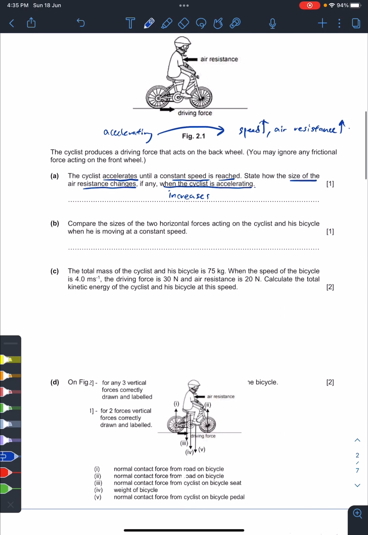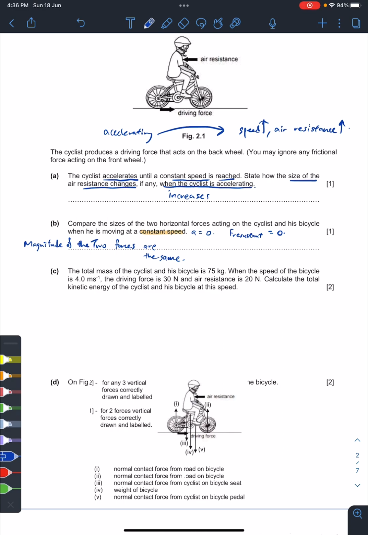Now you're supposed to compare, very simple. Constant speed means there is no acceleration. If there's no acceleration, that means there is no resultant force; the resultant force is 0. But what you know here is there is a driving force and there's air resistance. So you say that the two forces have the same magnitude so that they can cancel out, because they are in opposite directions. Okay, next.